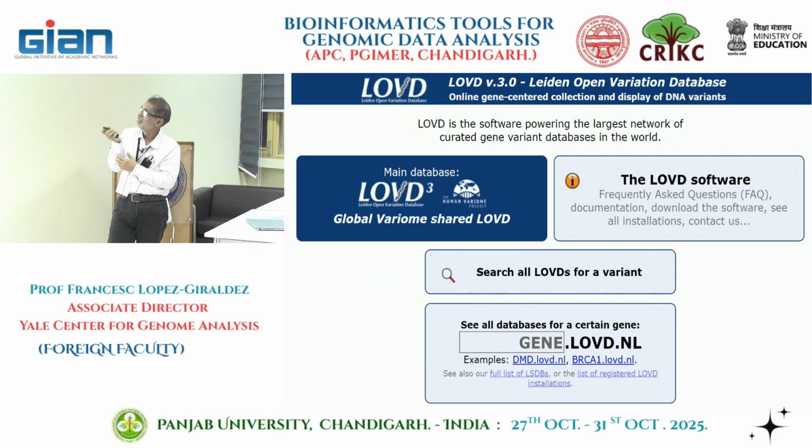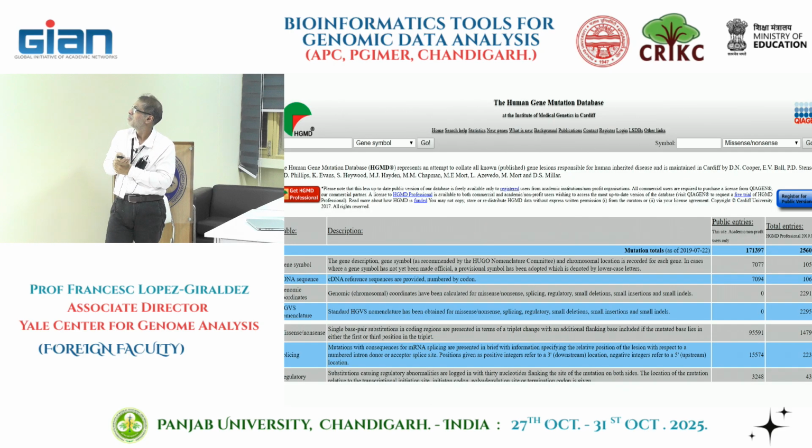So the Leiden Open Variation Database is another database which you can use for variant level information. And the Human Gene Mutation Database is also very useful when you want to look at variants. It has a free version and a licensed version, and there are more features in the licensed version. For people with an institutional ID, the free version you can access without any fee, but for the licensed version you have to pay a fee.